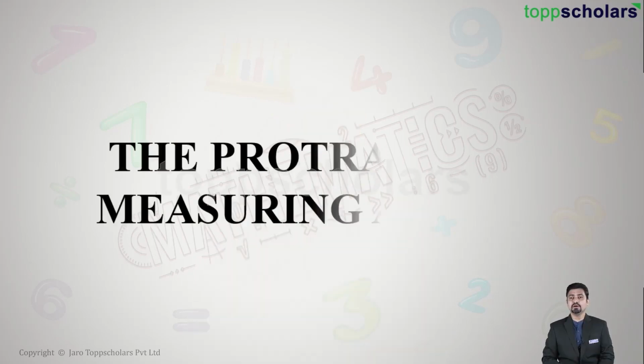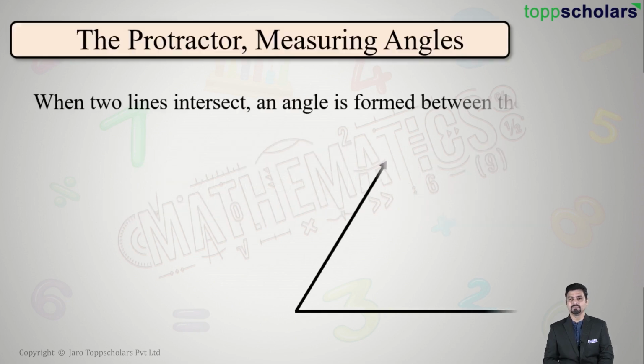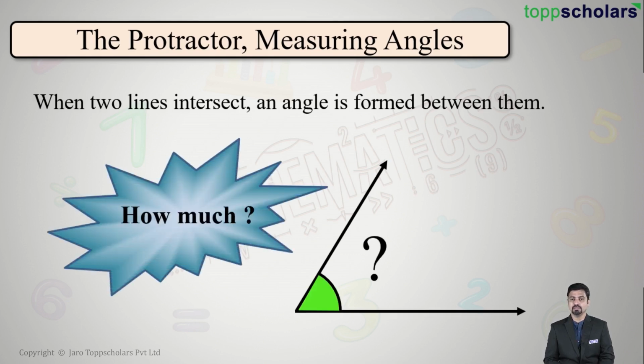Today we will learn about the protractor and measuring angles with the help of a protractor. So let us begin. What do you mean by angle? Whenever two lines intersect, an angle is formed between them. So here we see two rays intersecting at a point and then the angle between them is formed.